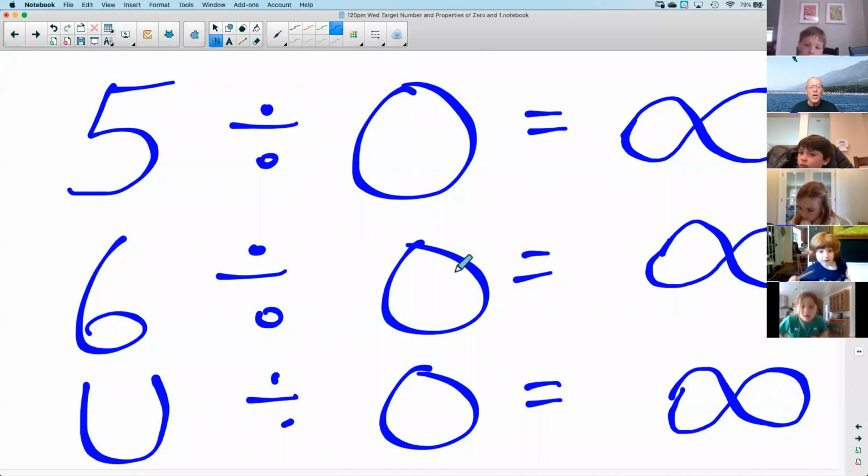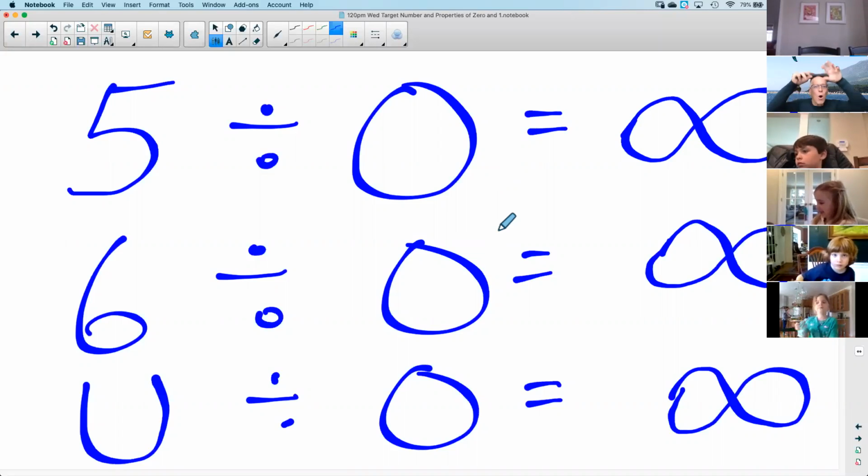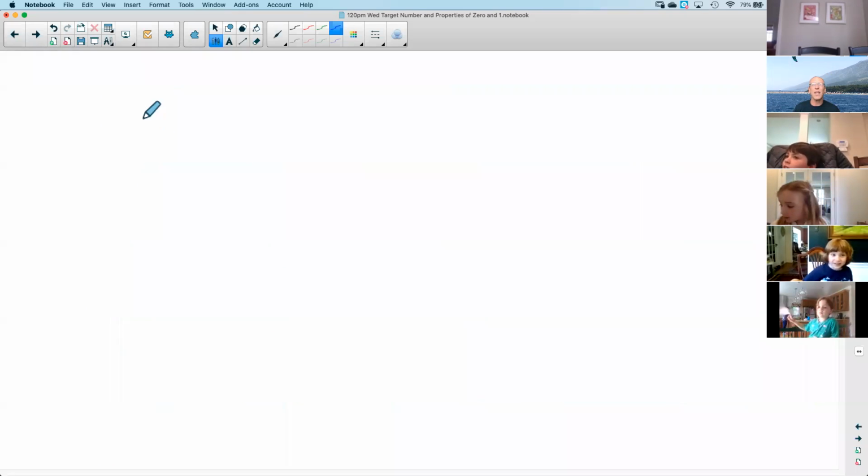In fact, Mr. Kramer is inventing a calculator that if you try to divide a number by 0, the calculator will start to make smoke come out of it, and it'll start to have big sirens and go, no, you can't divide by 0. So everybody has to know this. You cannot divide by 0. Everybody good? All right.